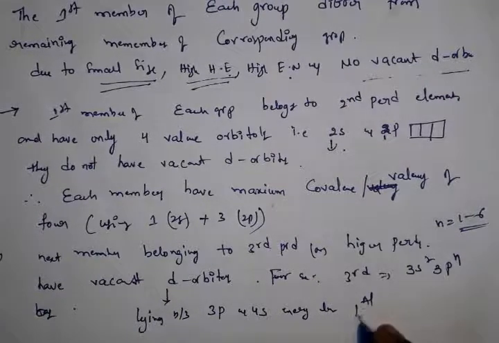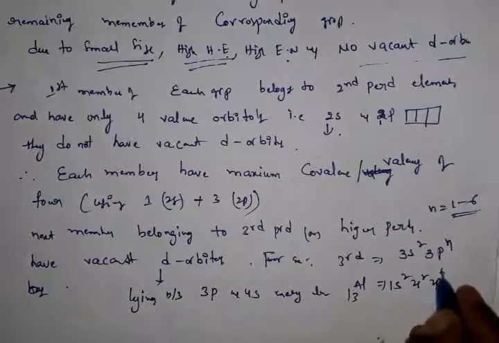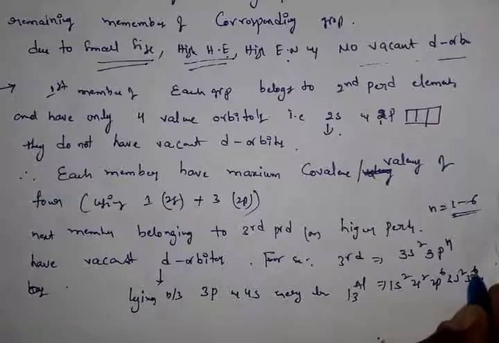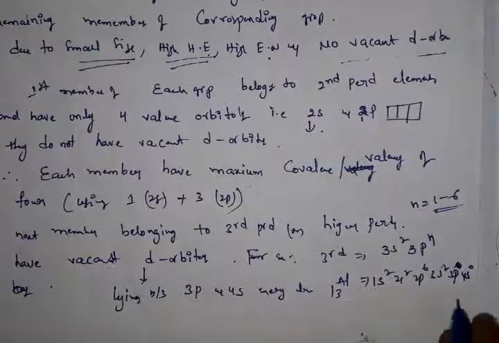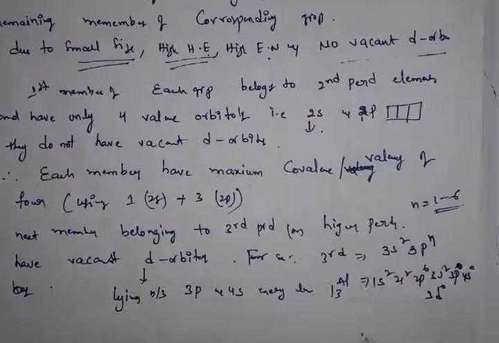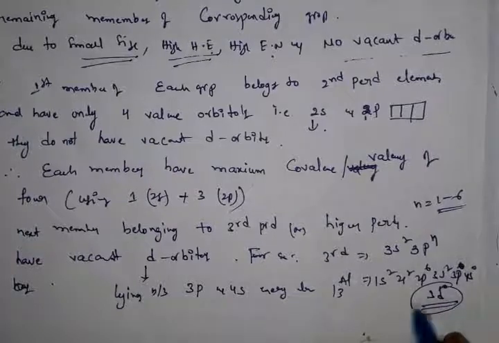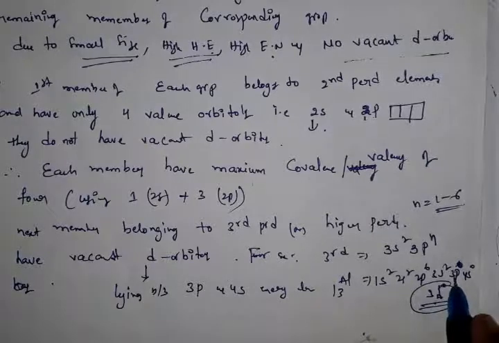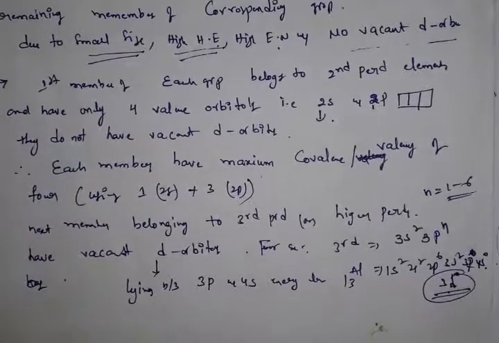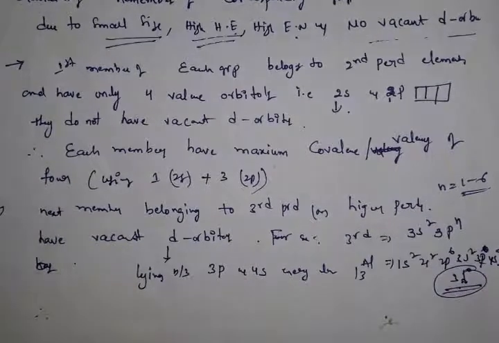For example, here I am taking aluminum. Aluminum atomic number is 13. Electron configuration 1s2, 2s2, 2p6, 3s2, 3p1, 3d0. So here an empty d orbital is present in aluminum, lying between 3p and 4s. Therefore they can easily expand their covalency above 4.